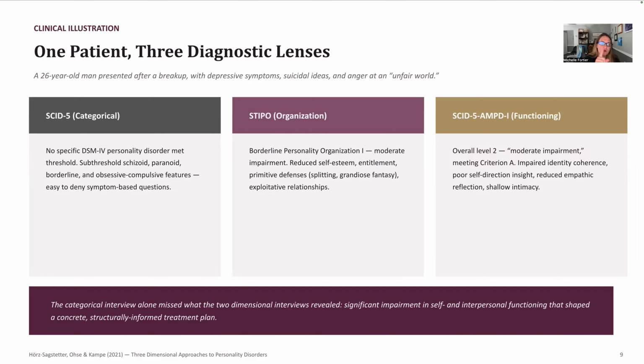The categorical interview alone missed what the two dimensional interviews revealed: significant impairment in self and interpersonal functioning that shaped a concrete, structurally informed treatment plan. Because the purpose of diagnosing the personality disorders is to get an appropriate treatment plan to alleviate suffering and help somebody live their best life.